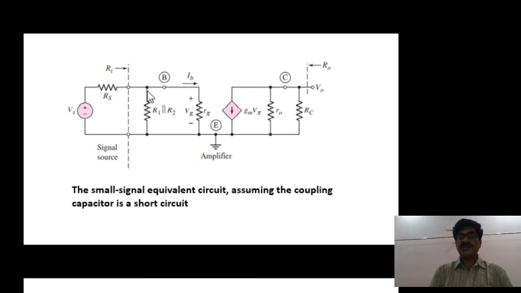It represents a parallel resistive circuit, where one resistor is R1 parallel R2, and another resistor is r pi. Therefore, the input resistance is R1 parallel R2 parallel r pi, right? So the input resistance Ri can be written as Ri equals R1 parallel R2 parallel r pi, right?